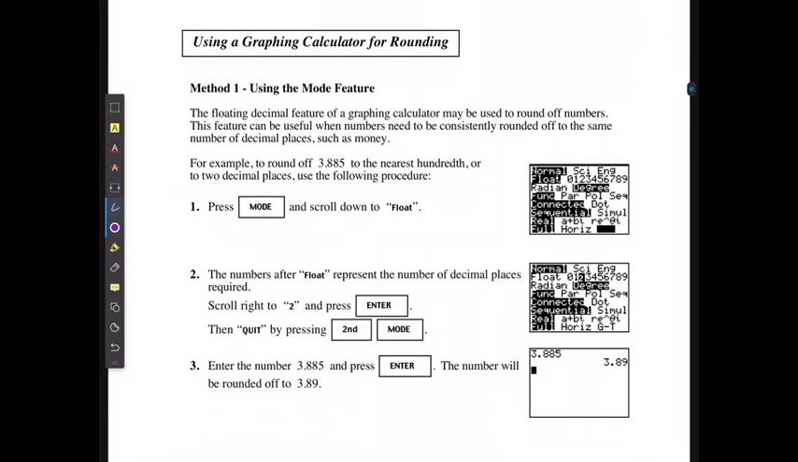You can use your graphing calculator to adjust this. Under the float section, it's asking how many decimal places you would like to go to. Which means that if you did a float of 2, you're going to go to 2 decimal places, or to the hundredth.